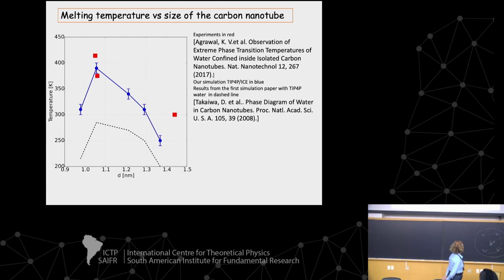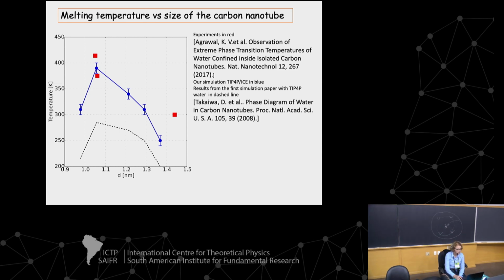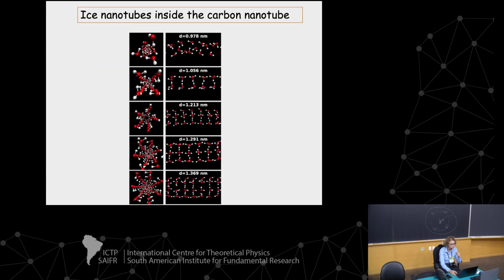So we found that our simulation, that is the blue, is compatible with the experiments that are in red, as you can see, while the dotted line are the TIP4P of a previous paper. So as you can see, the TIP4P ice works very well inside carbon nanotubes. Let me show you the very nice structure, but this is well known. It was already found for TIP4P. The very nice structure that water does inside the carbon nanotube.